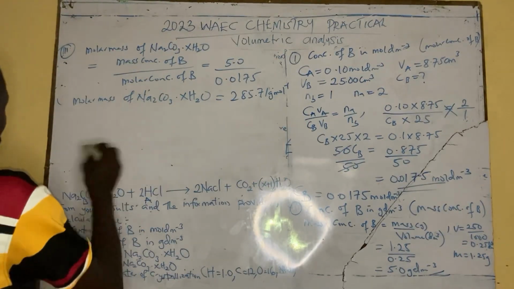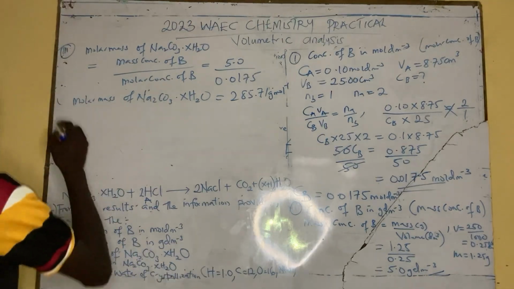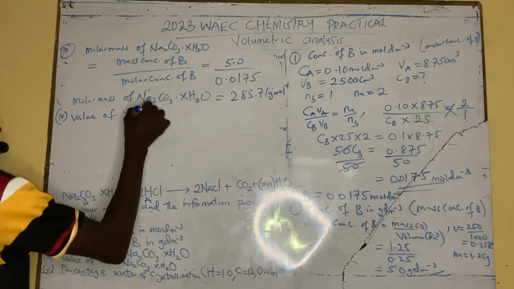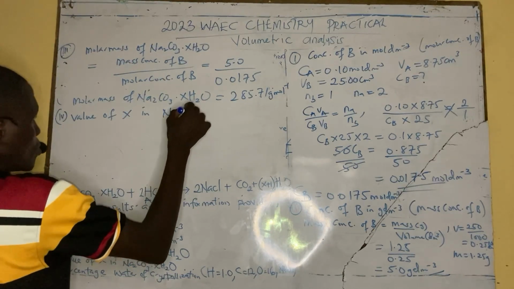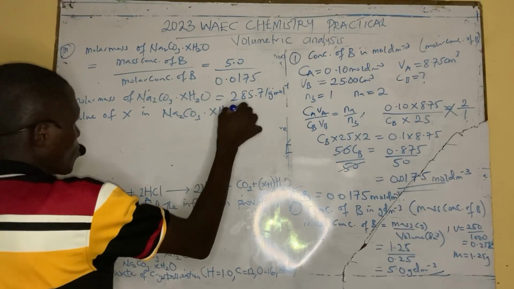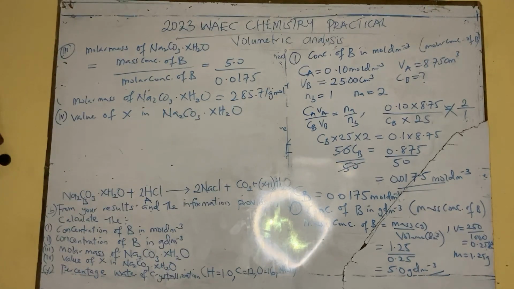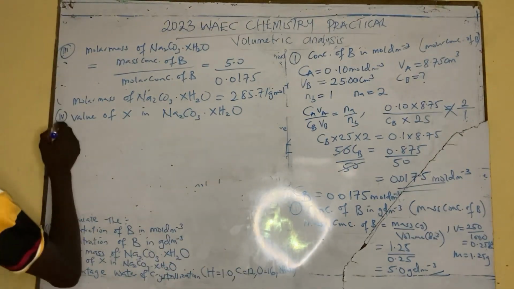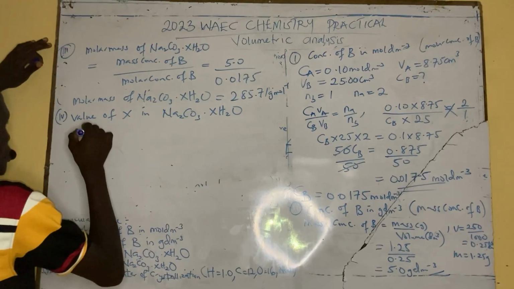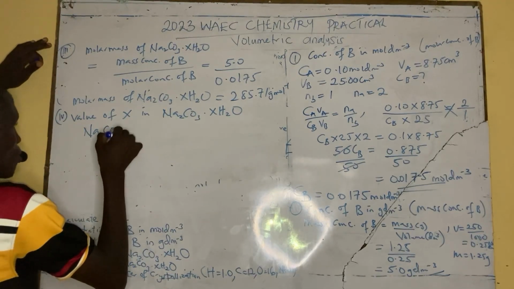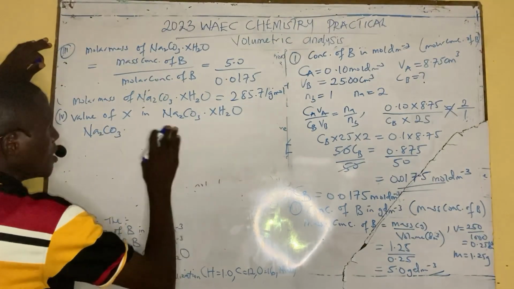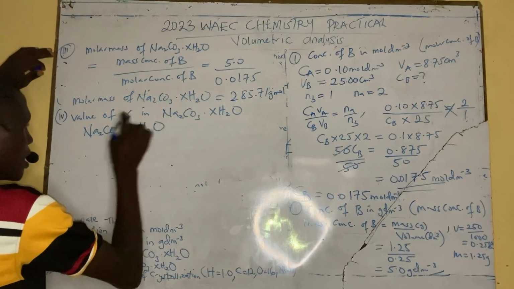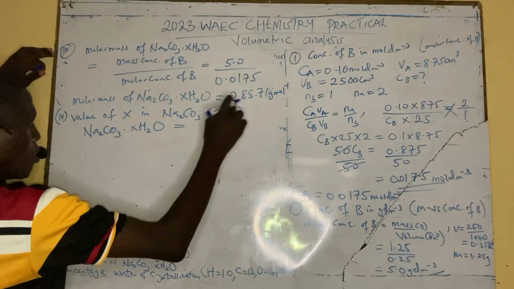Number 4: the value of X in Na2CO3.XH2O. What's the value of X now? That's what we are asked to do. Now we have gotten the molar mass to equate to the molecular mass. This is the molecular formula of compound B. Equate the molecular formula to the molar mass or relative molecular mass.